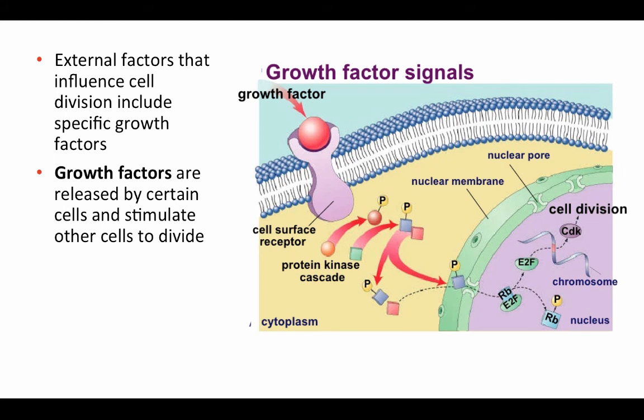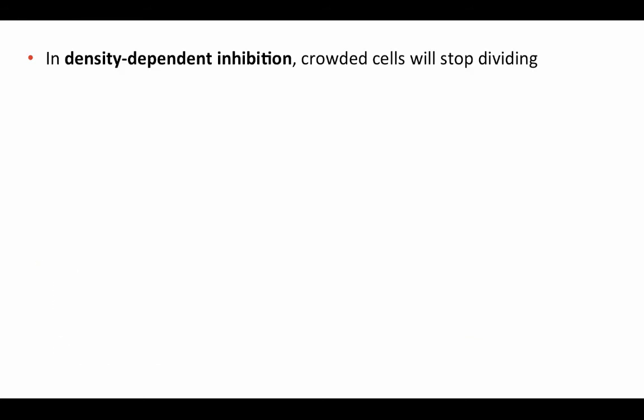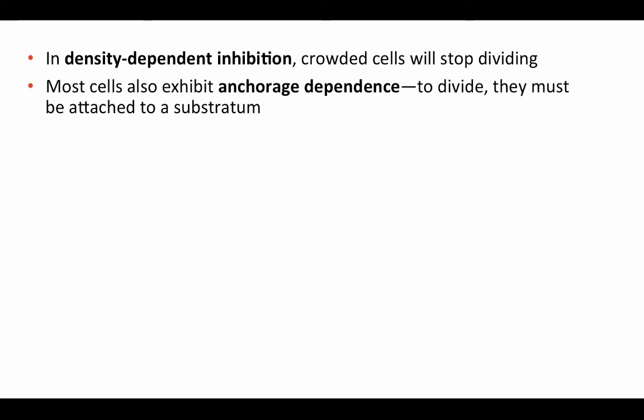So external factors that influence cell division include specific growth factors. So growth factors are released by certain cells and stimulate other cells to divide. So this is mostly through that paracrine signaling pathway, cells causing nearby cells to go into cell division. In density-dependent inhibition, crowded cells are going to stop dividing. So most cells also exhibit something called anchorage dependence. To divide, they must be attached to a substratum. So if these conditions aren't met, if they're too crowded or if they're not anchored to something, they'll usually not get past these checkpoints and stop the mitosis cycle, stop the cell cycle.